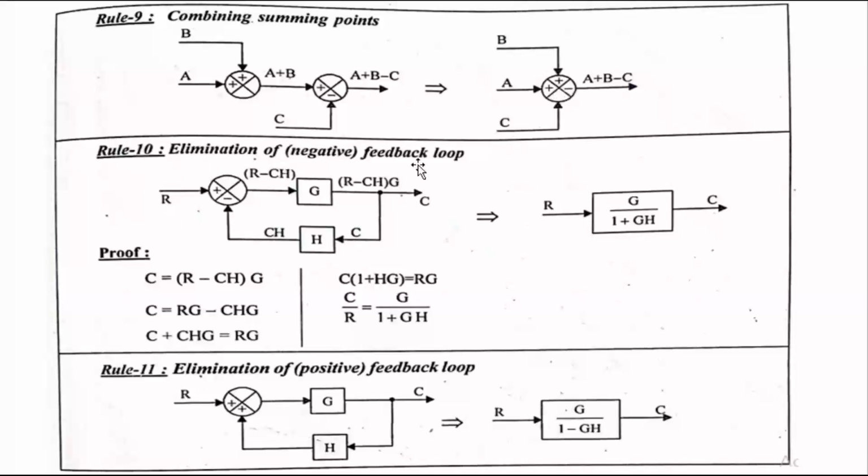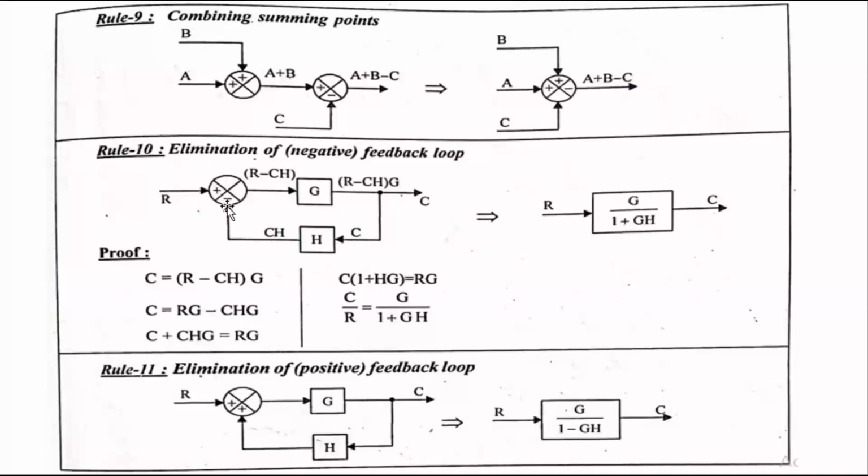Then the tenth rule, eliminating the negative feedback loop. This is important. First of all, identify the feedback loop, which consists of one forward path and another reverse path. Here the forward path starts from the summing point and the feedback loop enters into the summing point. This is one loop. Here this is the input, this one is the output. In this case, the elimination is G divided by 1 plus G into H. That is, forward path gain divided by 1 plus GH.